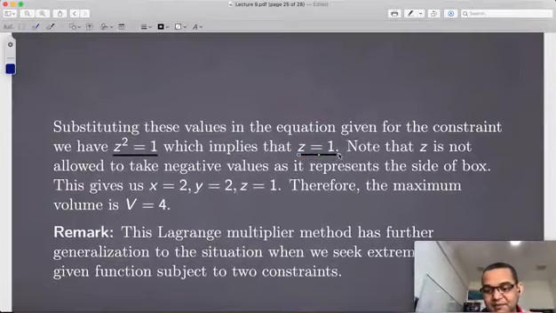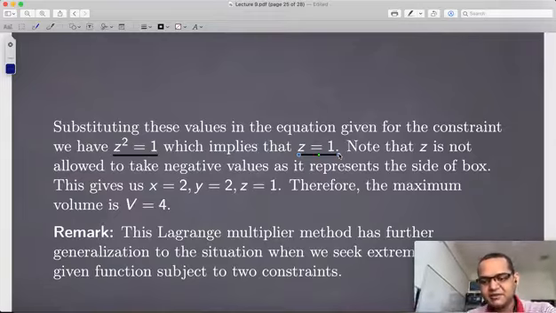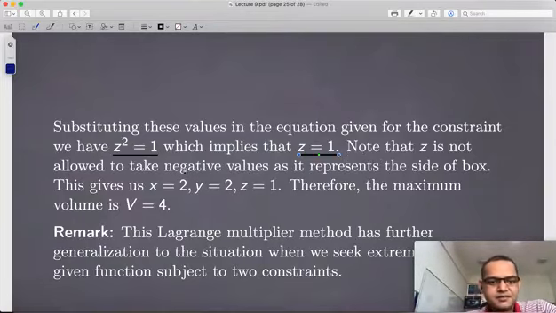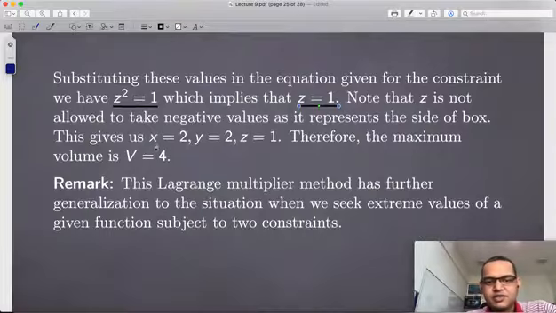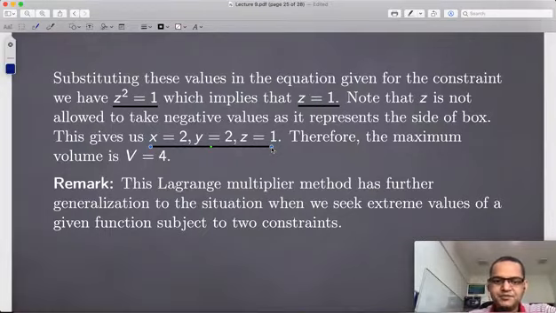I have written only plus 1 because I am considering a situation where I am talking about the volume, so the sides cannot be negative. Exactly. So you substitute z equal to 1 and then you get these values because x and y are the same and they are equal to twice of z, and you know what the volume is then, 2 times 2. So this is how we solve.